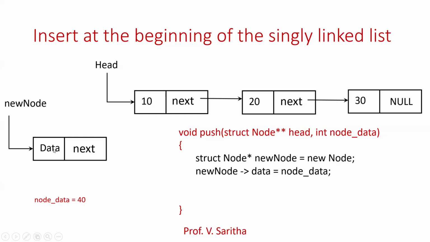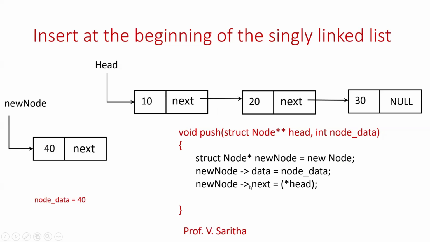So here in place of data, 40 will be coming. And this arrow mark is nothing but the way we access the elements of the structure using pointers. Because new node is a pointer and data is the element of the struct node. So we are accessing the data using the pointer new node with the arrow. So you can see that the data is replaced with 40.